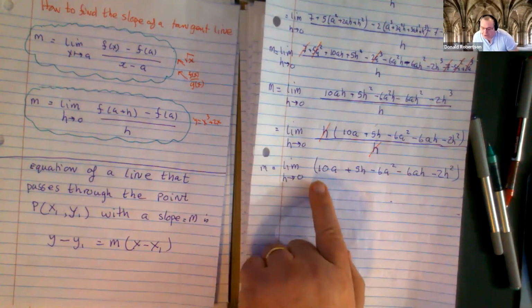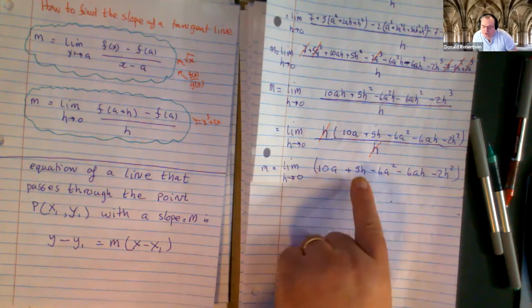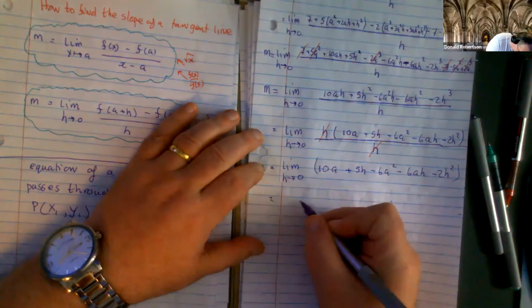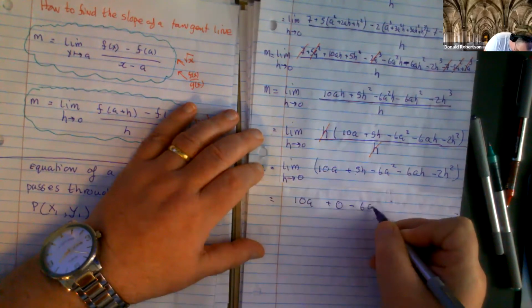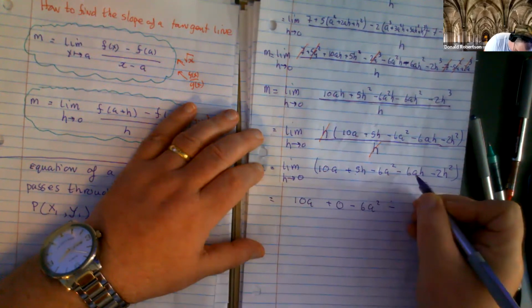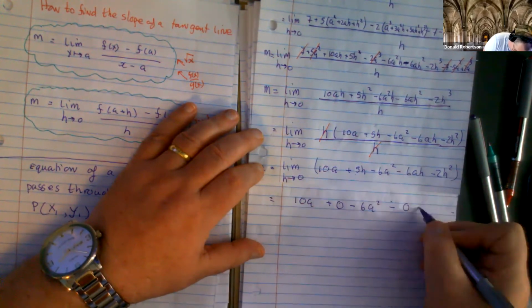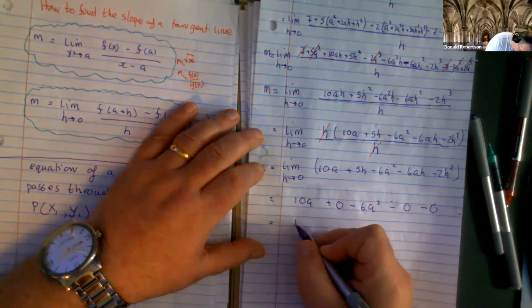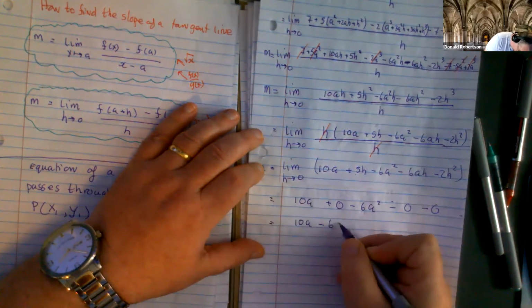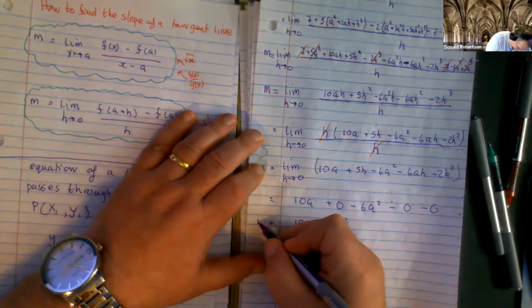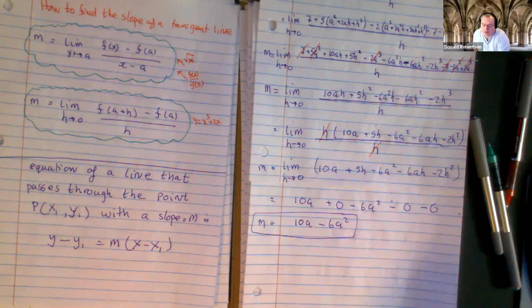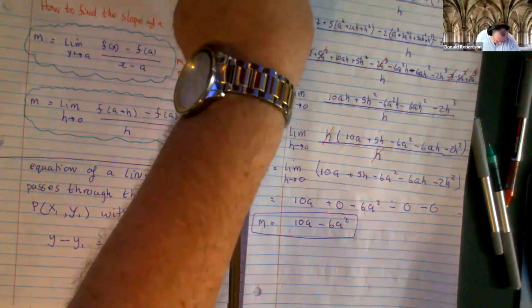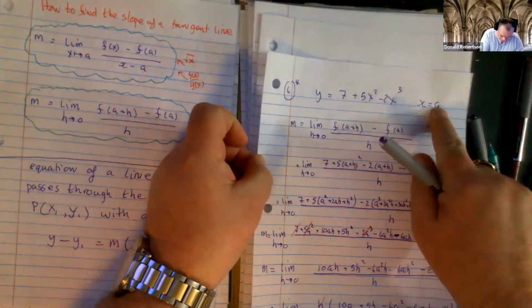And we can pretty much just replace h's with zeros now. Let's see what we get. We get 10a plus 5 lots of nothing, take away 6a. 6 times a times nothing gets you nothing, and nothing squared gets you nothing. So after all that hard work, we now have the slope of the tangent line to this function at x equals a.